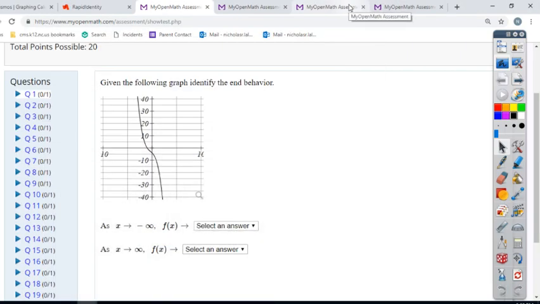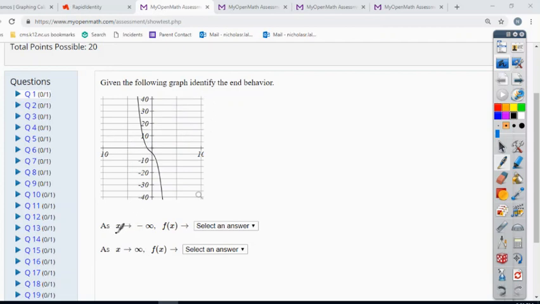Hello, pre-calc students. Doing a walkthrough for our practice tests on My Open Math. So we're going to start with polynomials. And so the first problem is we need to find the end behavior of this following graph.